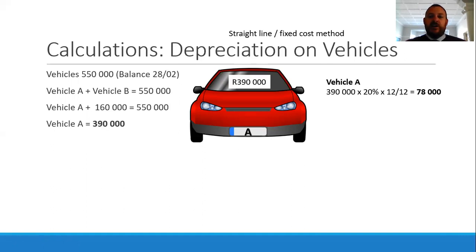So the calculation there will be multiplying that by 20%, and because it's a per annum rate, it's for a full year. That's why I've just shown that they're multiplying it by 12 over 12, which is going to be 78,000.